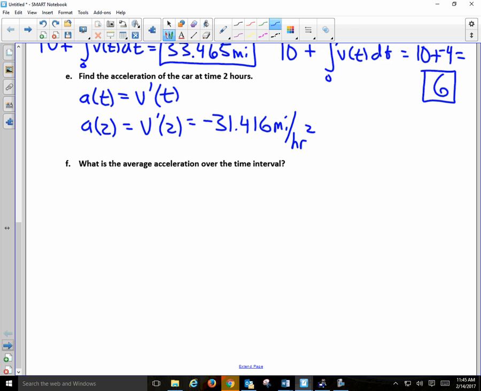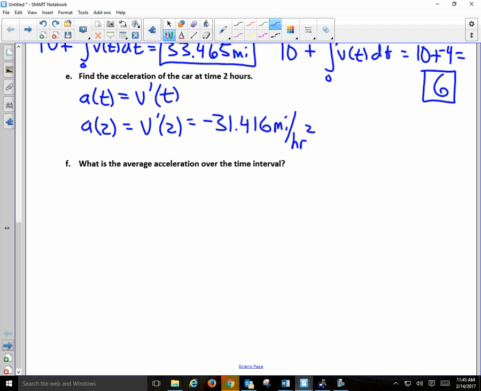What is the average acceleration over the time interval? This is where the question gets a little bit more challenging. And this is what they want to test you on the AP exam. So did we just find the instantaneous acceleration or the average acceleration? We found instantaneous. So instantaneous is when you take the derivative at 1 point. Average is where you take the slope at 2 points.